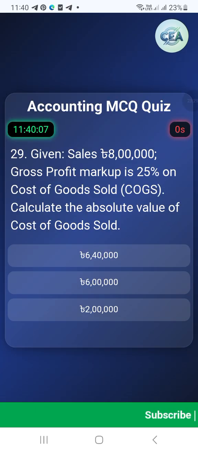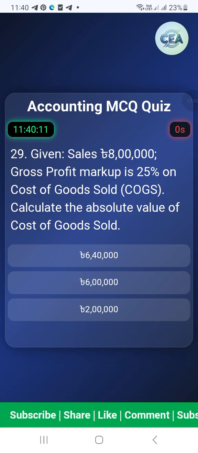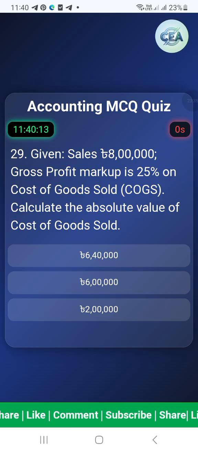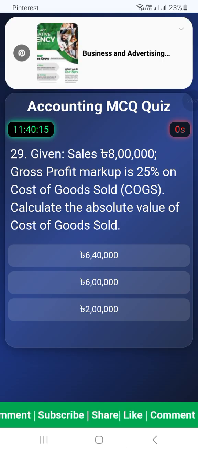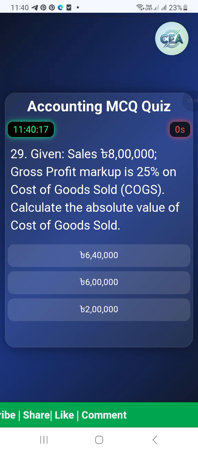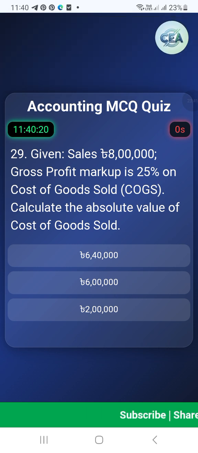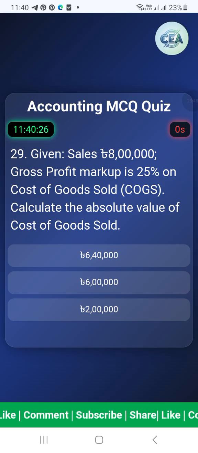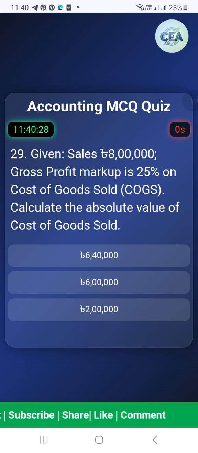29. Given sales of 800,000 takas, gross profit markup is 25% on cost of goods sold, COGS. Calculate the absolute value of cost of goods sold. Option 1. 640,000 takas. Option 2. 600,000 takas. Option 3. 200,000 takas.